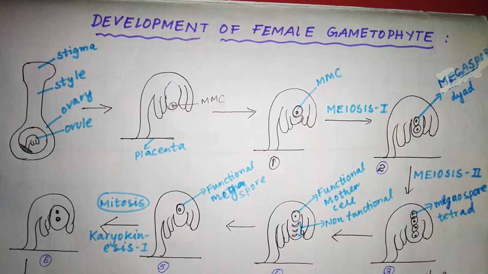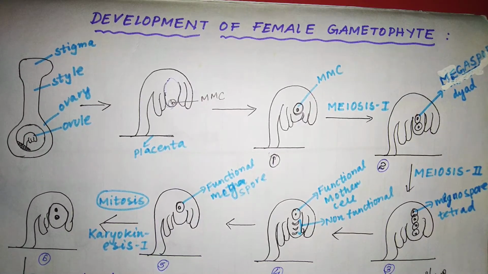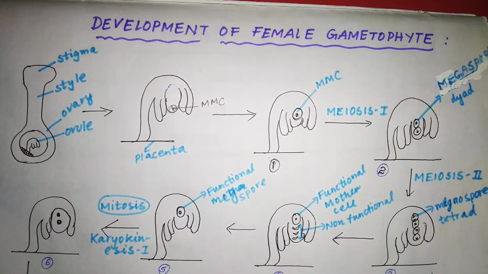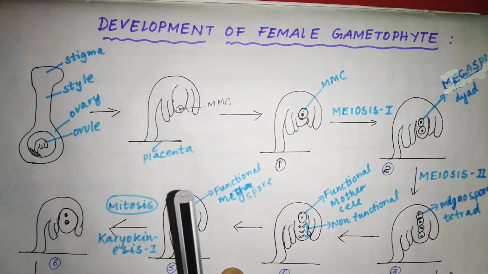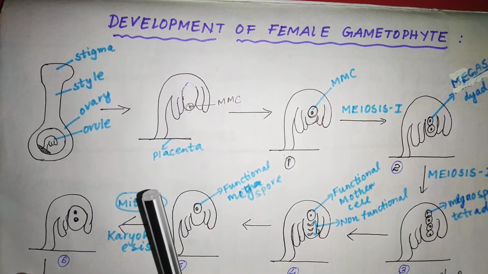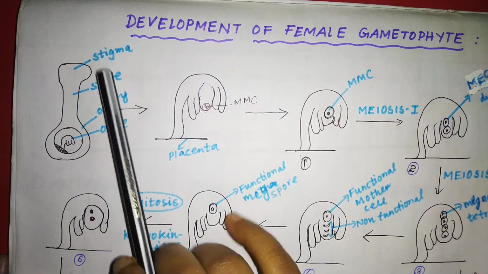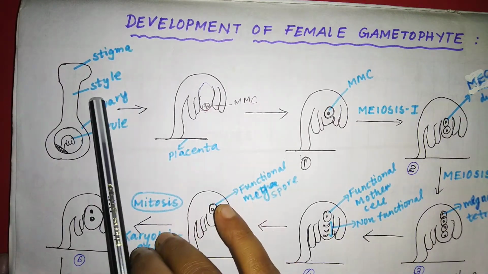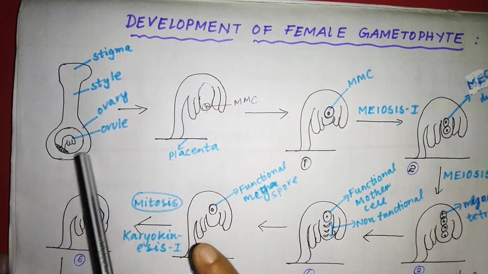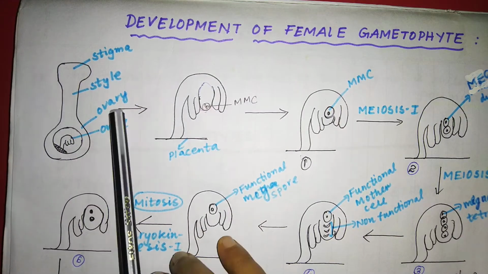Hello, today we will see about development of female gametophyte. Before going to development of female gametophyte, we will see the structure of pistil. Pistil has three parts. The upper portion is known as stigma, the middle portion is known as style, and the lowermost portion is known as ovary.